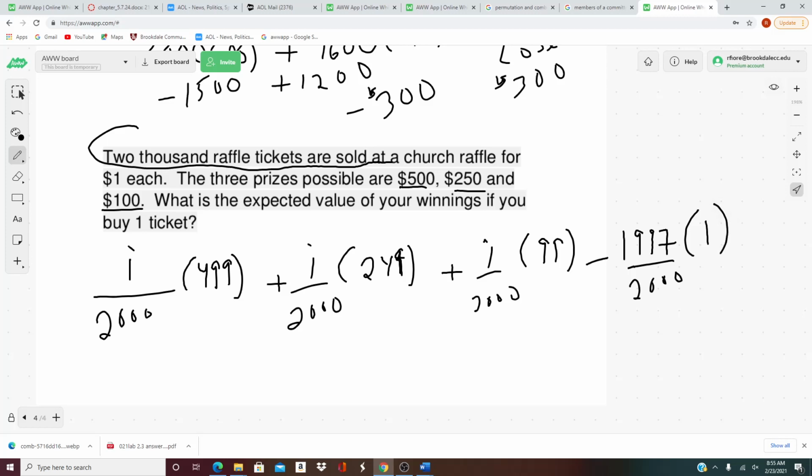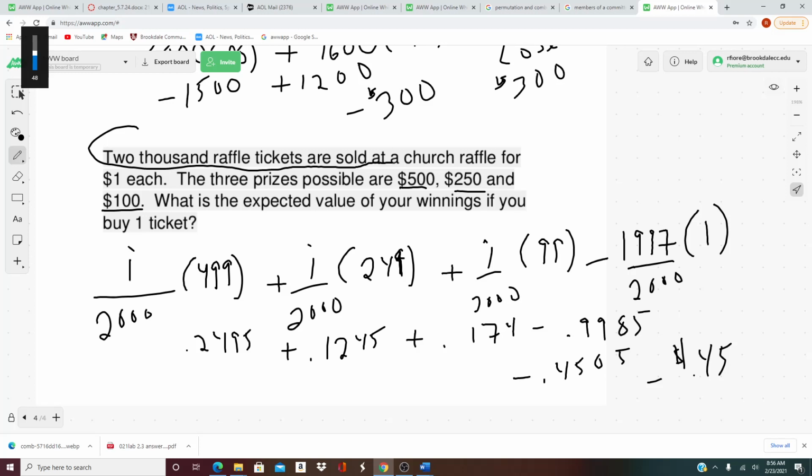Let's see what that works out to be on our calculator. If we take 1 divided by 2,000 and multiply it by 499, we get 0.2495. We do all of our values, and we end up with negative 0.4505, which rounds to the nearest penny because we're dealing with money, to negative 0.45 in terms of dollars. So I can say that my expected value is that I'm going to lose 45 cents, or negative $0.45. Remembering again, I'm rounding to the nearest penny because I'm dealing with money.